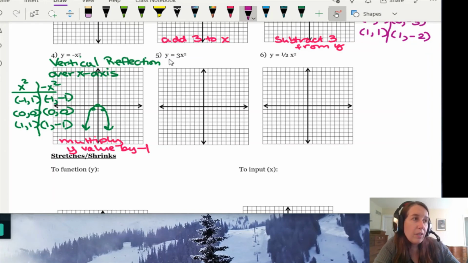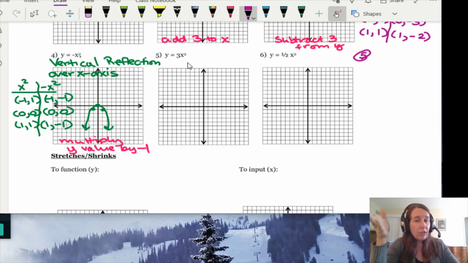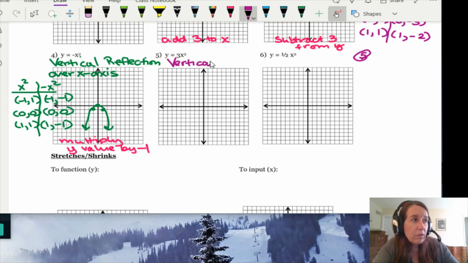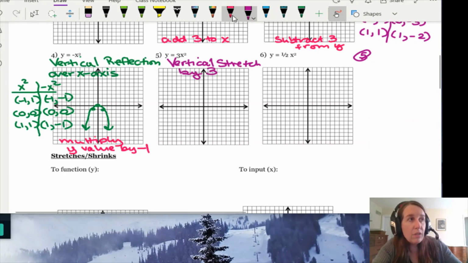Next, number 5, let's look at y equals 3x squared. Again, there's no parentheses, so this is happening to the y values. We're stretching the graph out vertically. It's going to be taller by a factor of 3. So this is called a vertical stretch by a factor of 3, or just by 3. So what we're going to do is multiply the y values times 3.